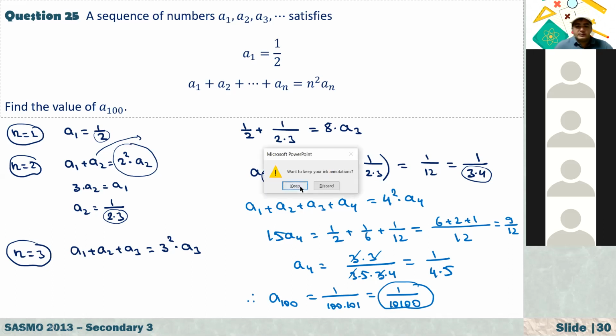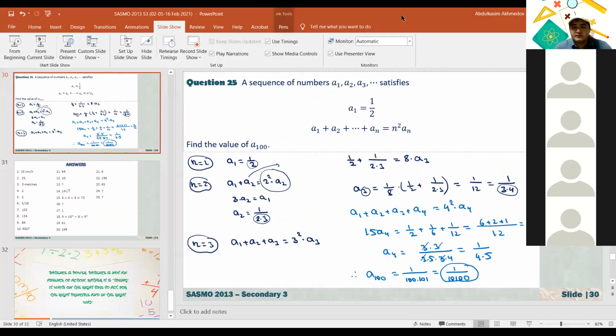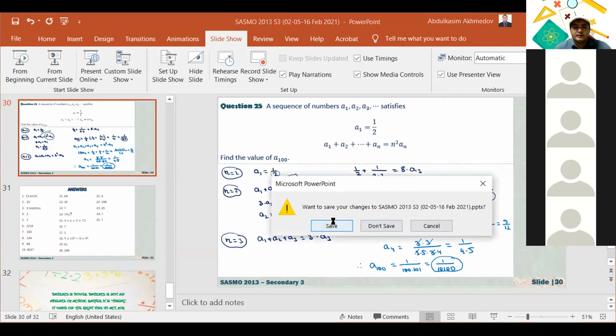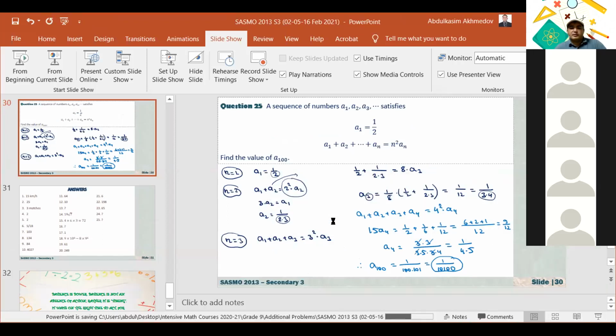All right, guys, let's just finish this. That much is enough, I think, for this. It is 2013 S3. Now let's say a few questions, okay? And the rest, I will just drop this in WhatsApp. If you have time, you need to practice. 9 is also completed.